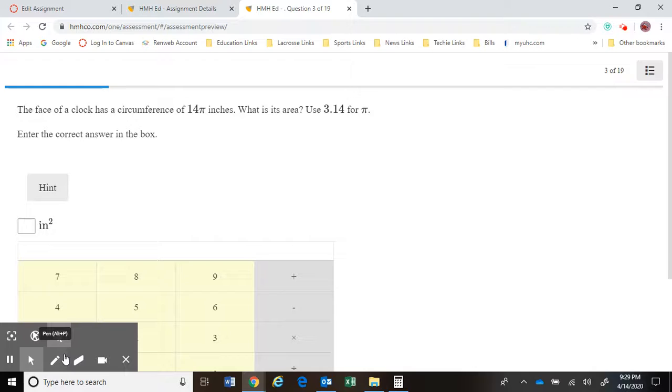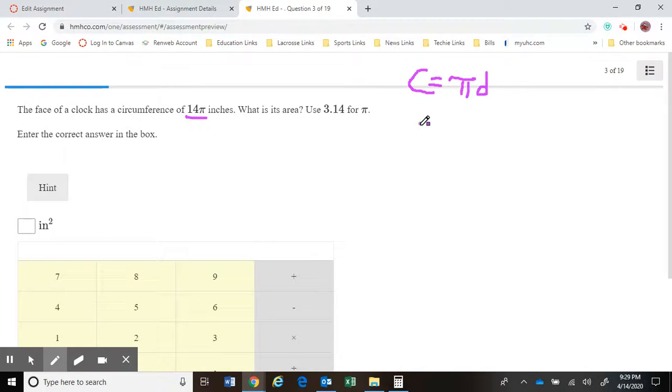The face of a clock has a circumference of 14 pi. What is its area? So now we're going from circumference, which of course is pi times diameter, right? And remember, radius is always diameter divided by 2. And then, of course, area is pi r squared. So I actually need to use these 3 formulas to do this.